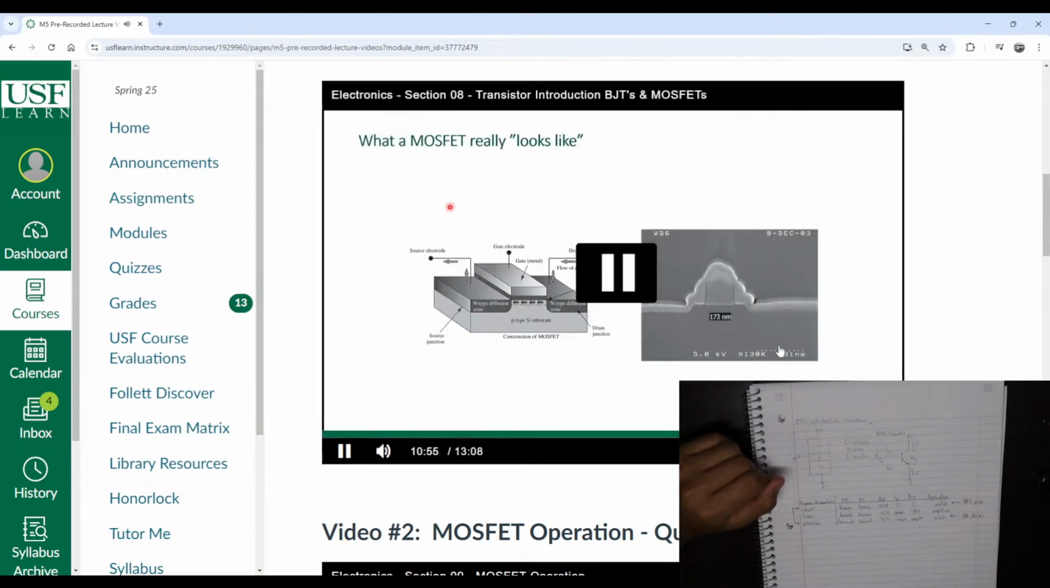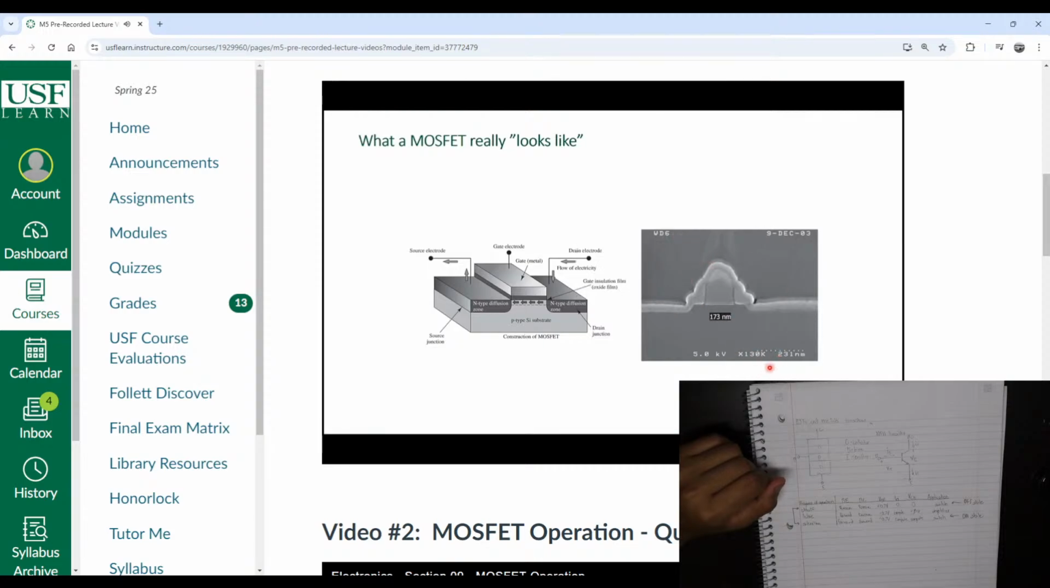If you wanted to look at what a MOSFET really looks like under a really high magnification, here is an image magnified 130,000 times. This is from 2003, and this is the length of what we call the channel here, and it's 173 nanometers. They're much smaller nowadays, okay? But this is what this cross-section looks like under a high intensity, high magnification microscope.